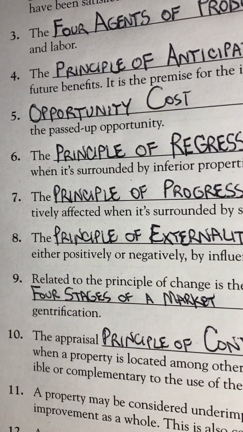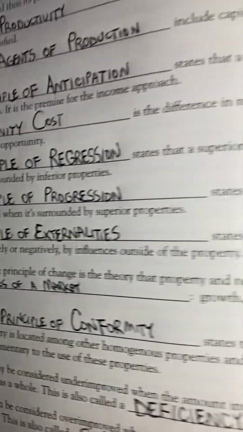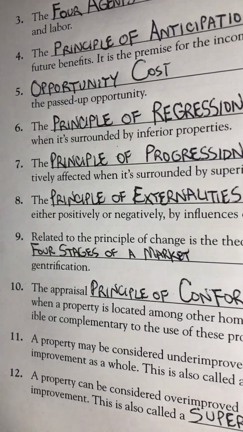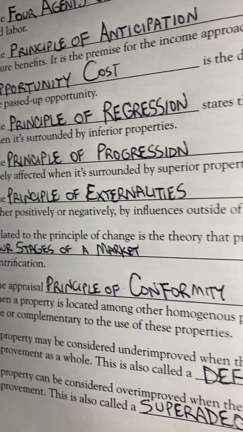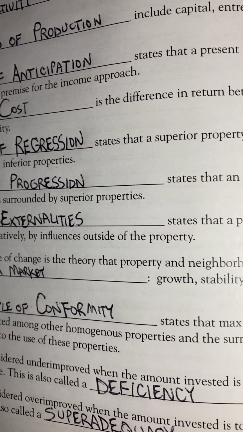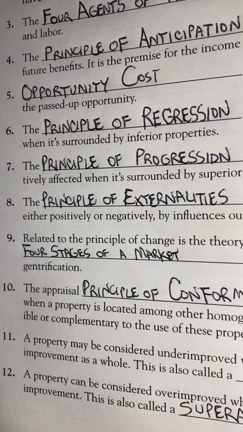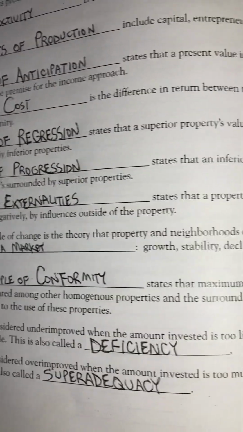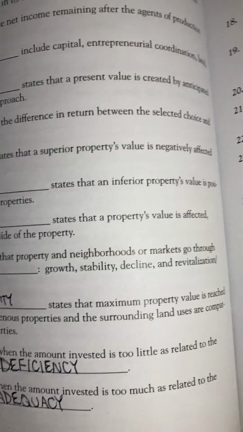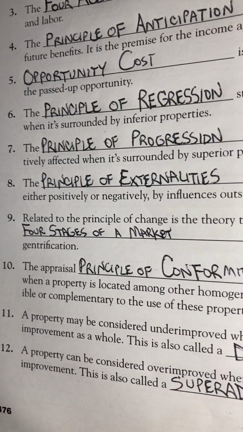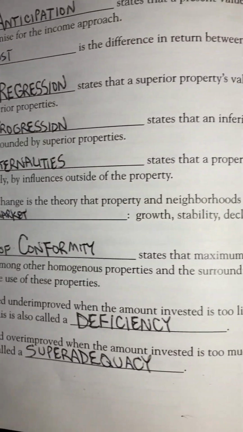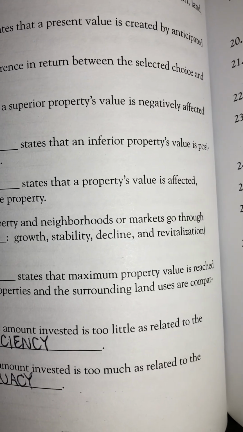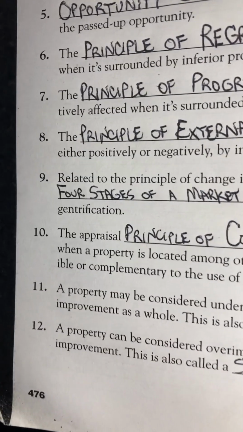Number 8. The principle of externalities states that a property's value is affected either positively or negatively by influences outside of the property. Number 9. Related to the principle of change is the theory that property and neighborhoods or markets go through 4 stages of a market: growth, stability, decline, and revitalization/gentrification.